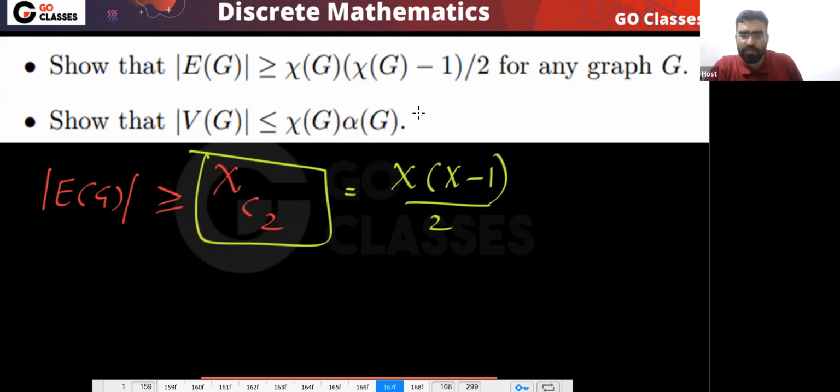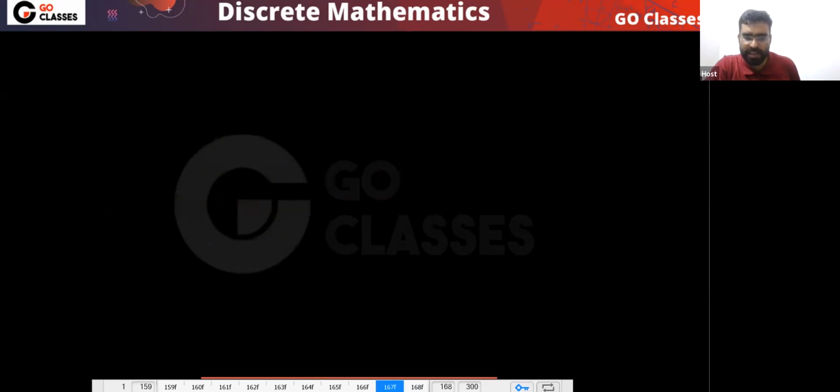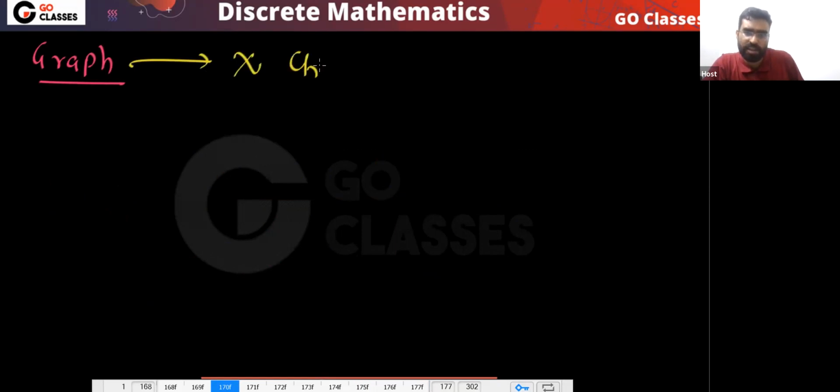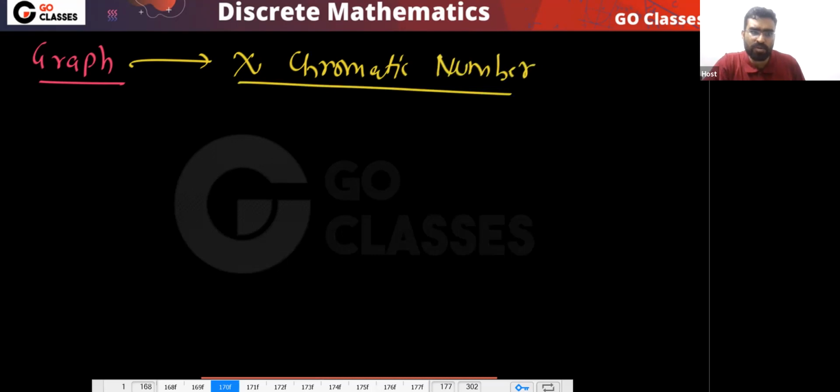And this is also very easy. This is another very easy thing. Let's see the proof for this. So tell me one thing. If you have a graph, and let's assume in this graph, the chromatic number is this. If this is the chromatic number, then what can you say about the size of the largest color class? What can you say about the size of the average color class?